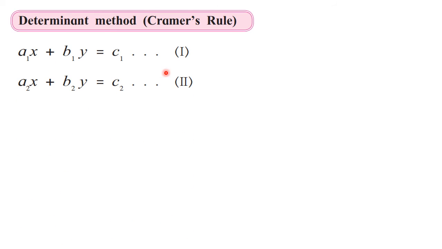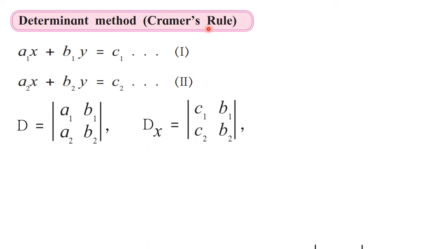So for understanding Cramer's rule, we are taking the general form. So we are taking two equations in general form. a1x plus b1y is equal to c1. This is our first equation. And a2x plus b2y is equal to c2. This is our second equation. Now to solve these two simultaneous equations by using Cramer's rule, we have to write down three determinants, D, Dx and Dy. So very first step is to write down these three determinants.